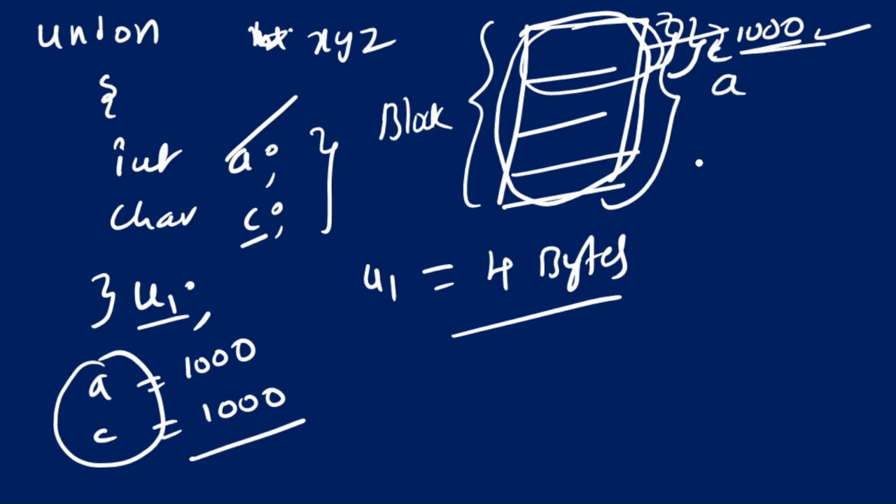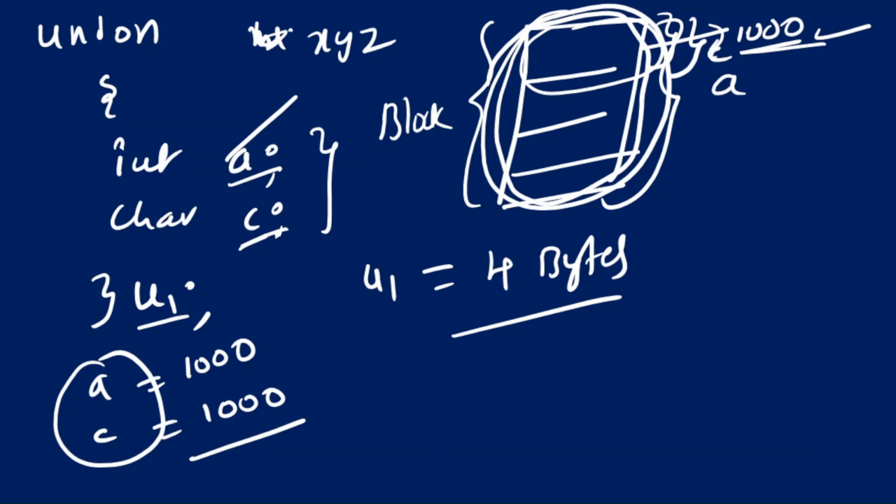Finally, what I want to say is that for these two variables, the same block of memory is used, or the same block is shared by A and C. When one block is shared by the variables A and C, if you make any modification to the variable A, the same will be reflected in the other variable C. That's how the memory will be allocated for union variables.